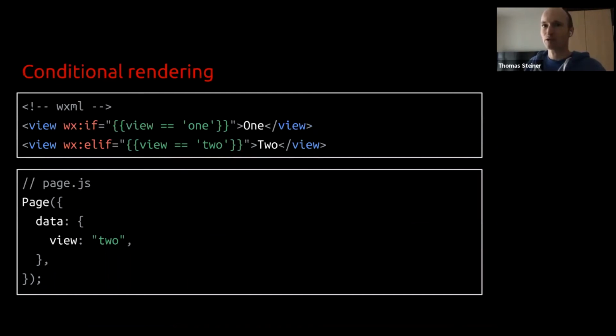Conditional rendering happens with wx:if and wx:elif. So you can see here, my page data is view with a value of 2. So in this case, if view was 1, it would render 1. If view was 2, which is the case, it would render 2. So pretty straightforward, again, for conditional rendering here.